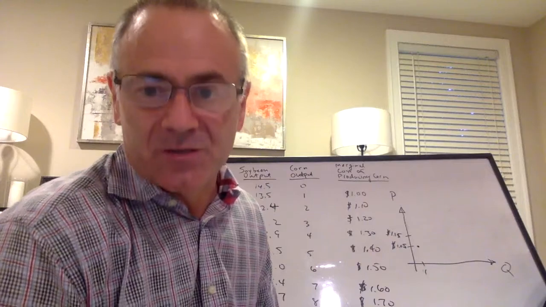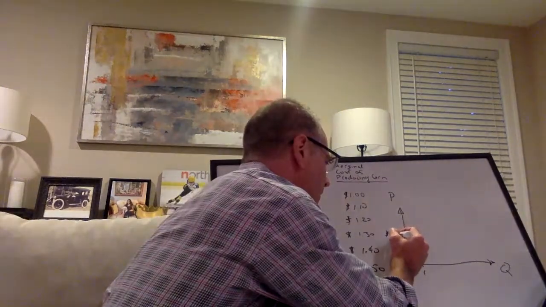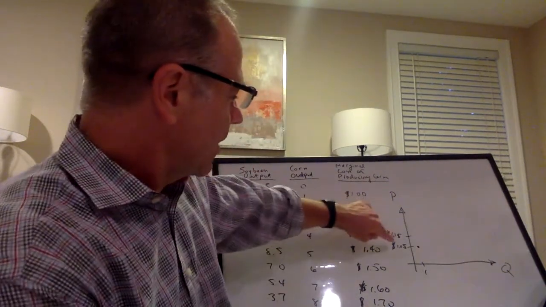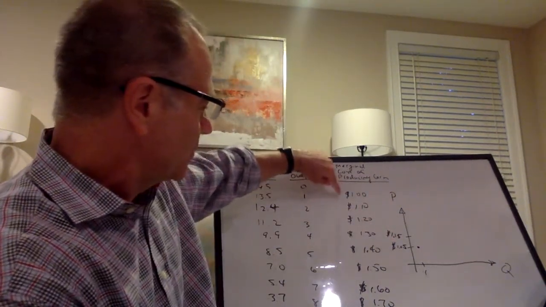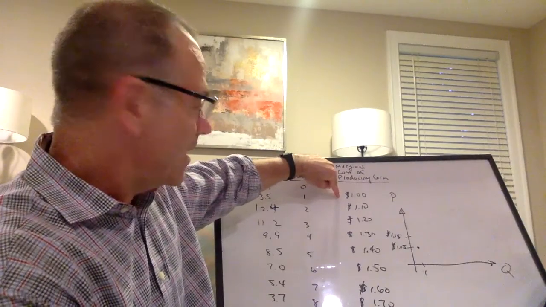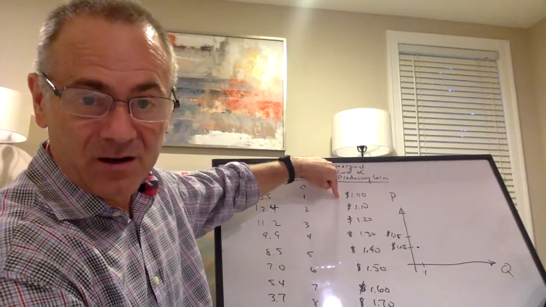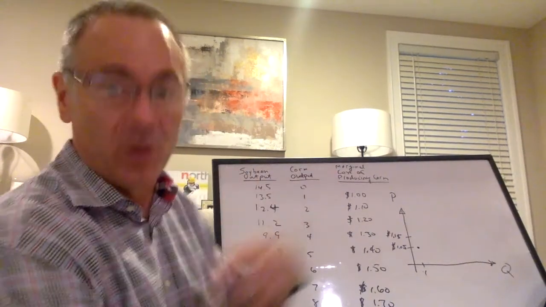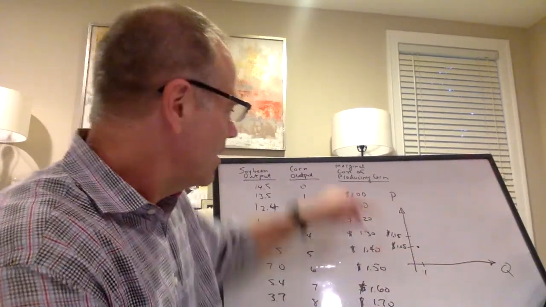How many bushels of corn is the farmer willing to supply? We'd say if the price is $1.15, if I produce that first bushel, I will make a 15-cent profit off that first bushel, because my costs are $1. So I'm willing to do that. I'm willing to supply 1 bushel.